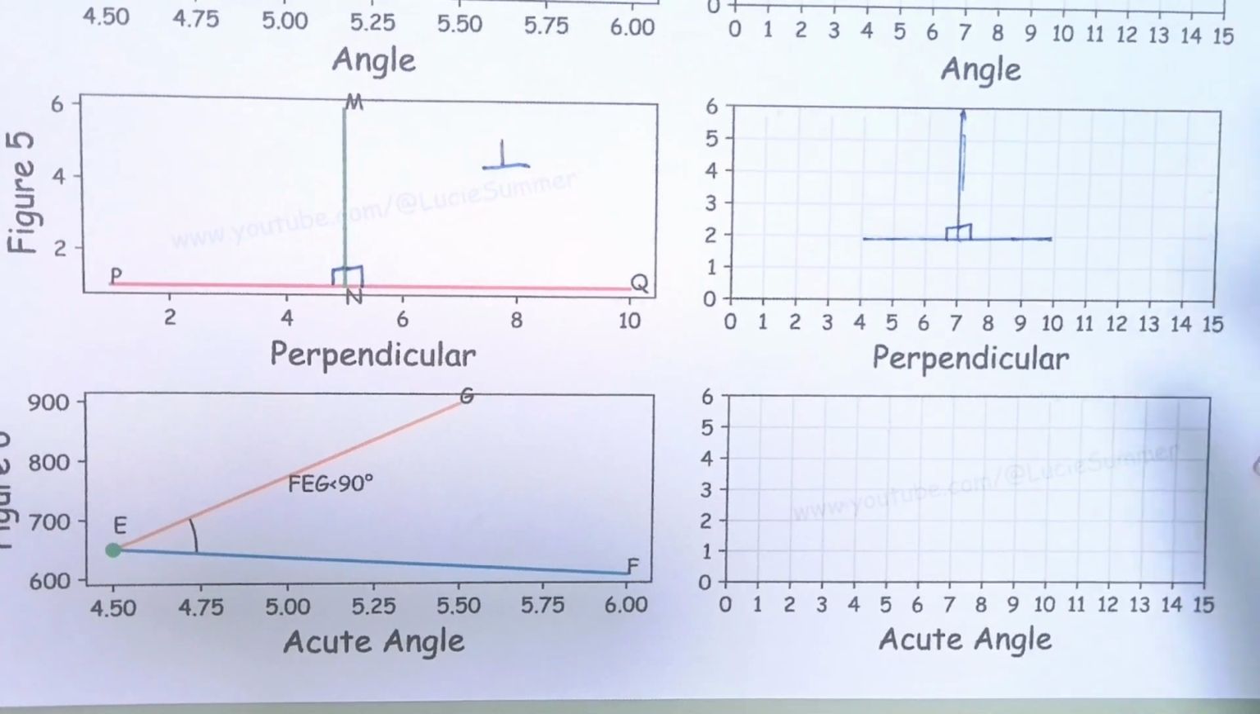Acute angles. I think you might remember that I talked about angles earlier in the video. An acute angle is basically an angle which has degrees that are higher than 0 degrees, but lower than 90 degrees. Like this.